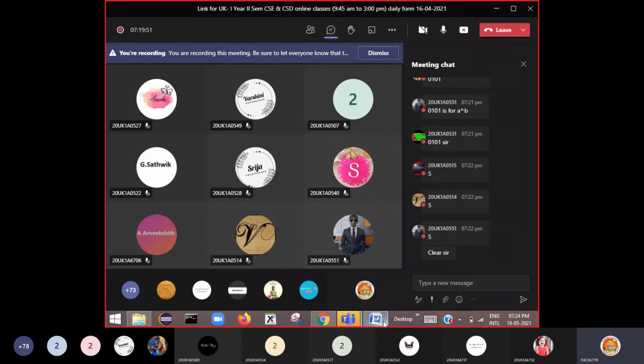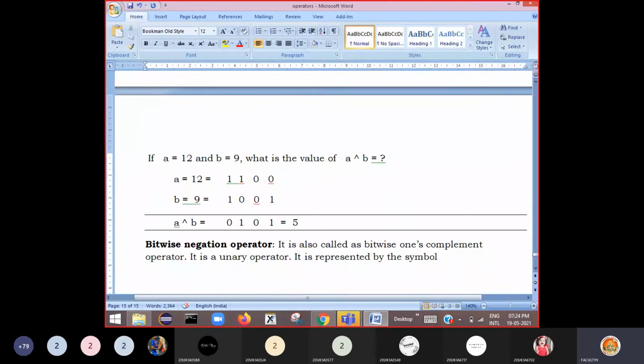Right. So it is represented by the symbol. What is the symbol we use? This tilde. This is called a tilde symbol. Horizontal, yes, you can call it that. Let me increase the font size. This is how it is represented. So tilde is the symbol used for representing this bitwise once complement operator.